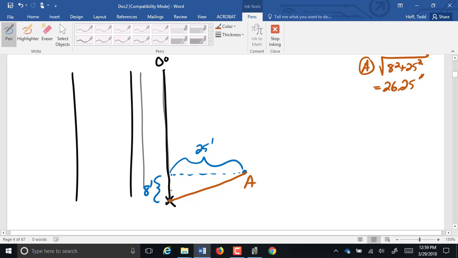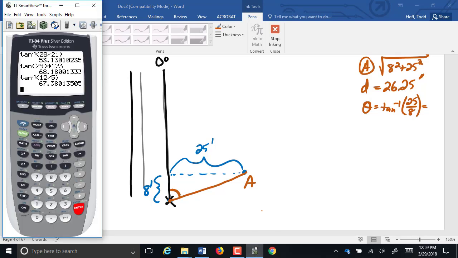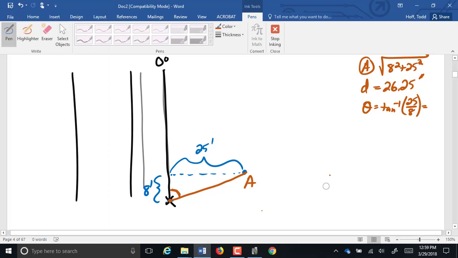What's the angle right here from our 0 point? The angle was going to be the inverse tangent. From that angle, what's the opposite side? The 28, 25 or the 8? 25. So it'll be inverse tangent of 25 over 8, which is what? That sounds right. Yeah, 72.26, right?